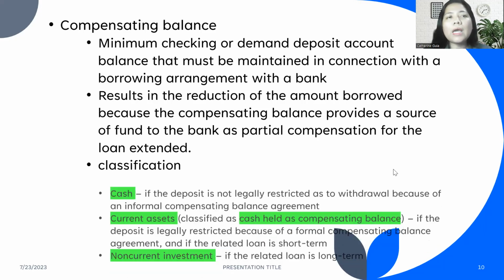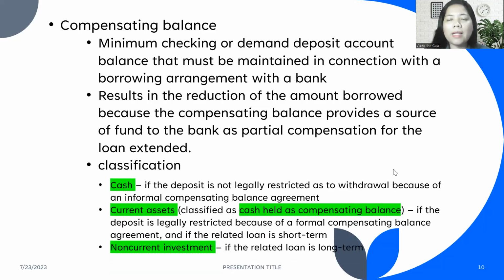Okay, and how do we classify compensating balance? It depends. It could be classified, number one, as cash if the deposit is not legally restricted as to withdrawal because of an informal compensating balance agreement. Okay, cash. What else? It could be classified as current assets, particularly cash held as compensating balance, if the deposit is legally restricted because of a formal compensating balance agreement and if the related loan is short term. Okay. If the related loan is long term, it will be classified as non-current asset.